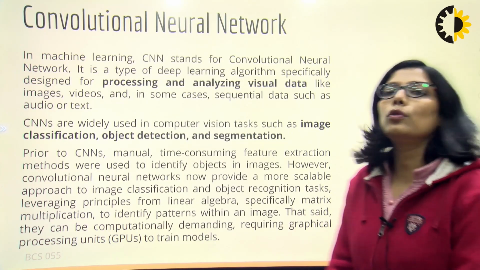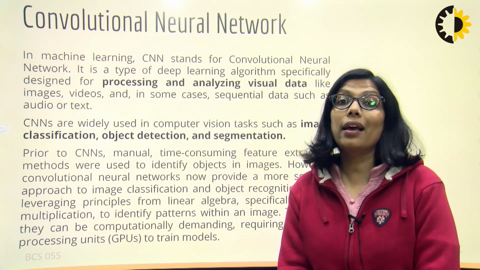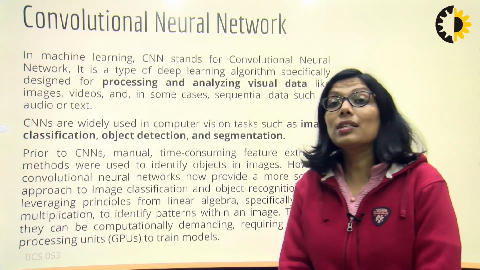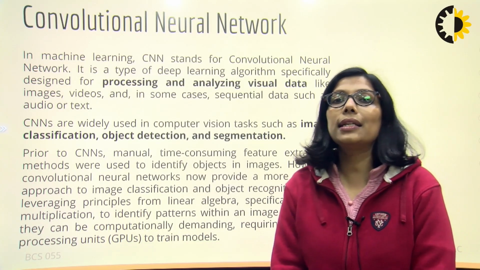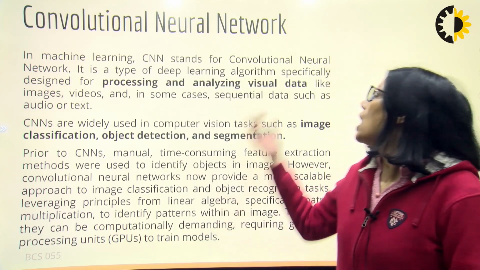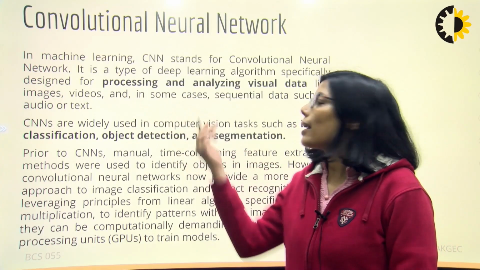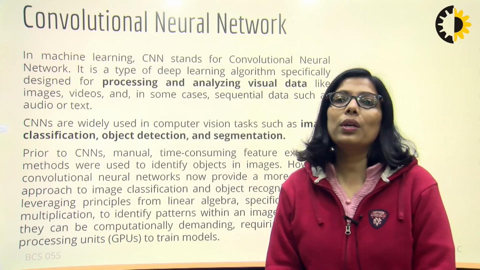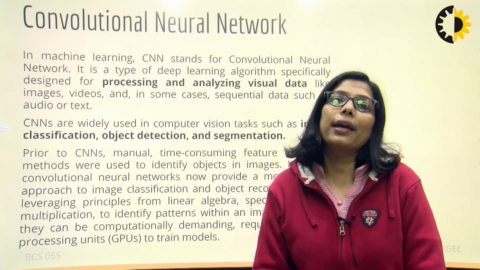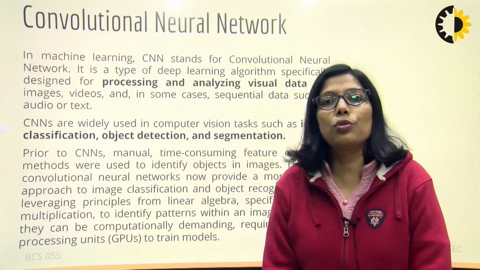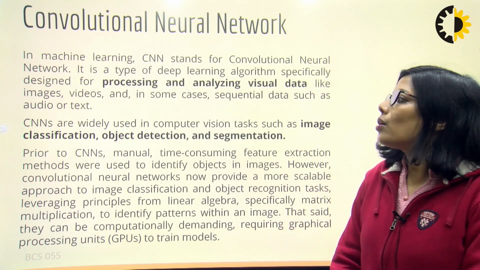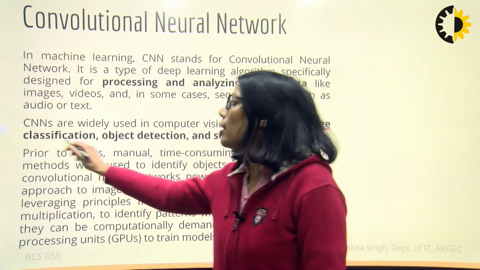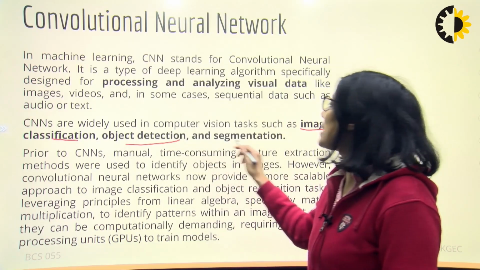So what is a convolutional neural network? We also call it CNN. It is a deep learning technique designed for processing and analyzing image data, like images, videos, and in some cases linear data, that is audio and text. So we are using CNN basically for identifying various digital images or videos. The applications of CNN lie in image classification, object detection and segmentation.